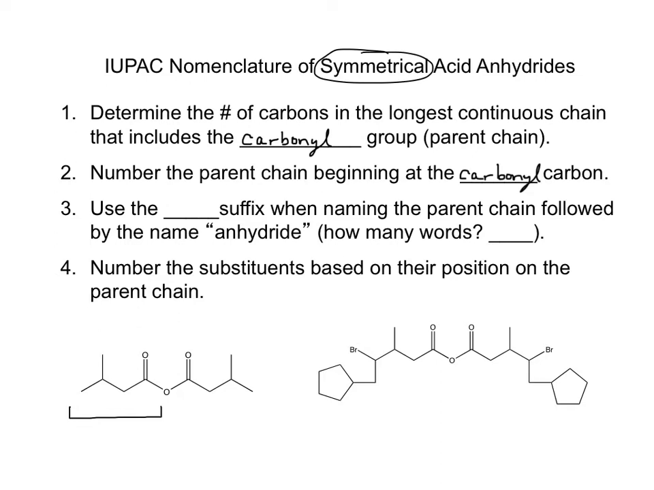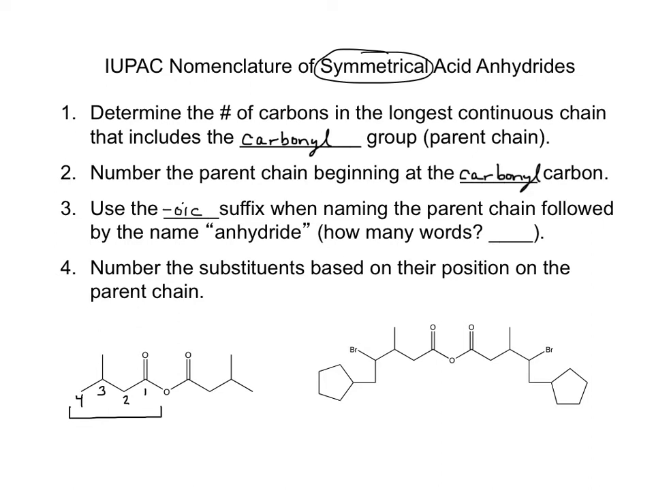So we're just going to name one side, and then when you indicate that it's an anhydride, it will let everyone know that the other side's just the same. So you pick one side of it and number the carbons in there. So this one, for example, would be 1, 2, 3, 4. It's 4 carbons long, as is the other side. We'll be using the oic suffix. So we're going to keep the ending of the carboxylic acid. So here 4 carbons would be butanoic.